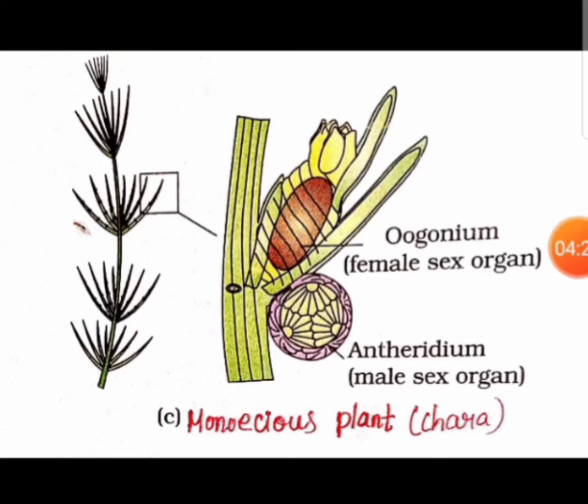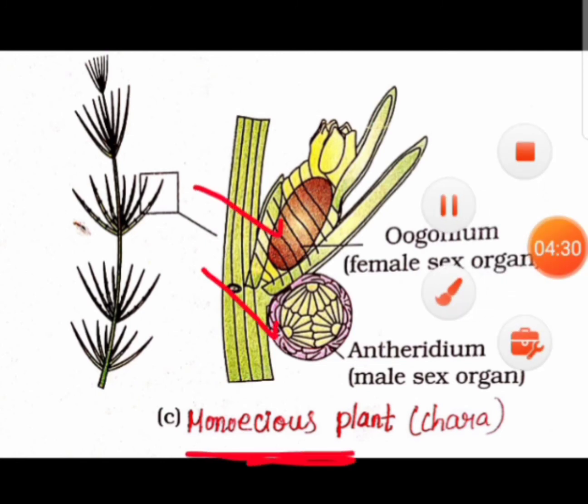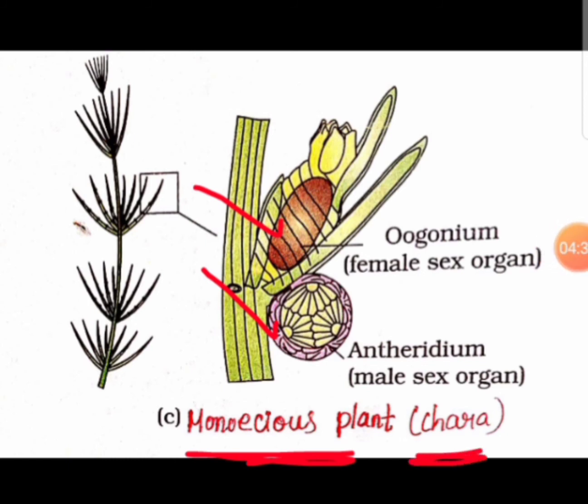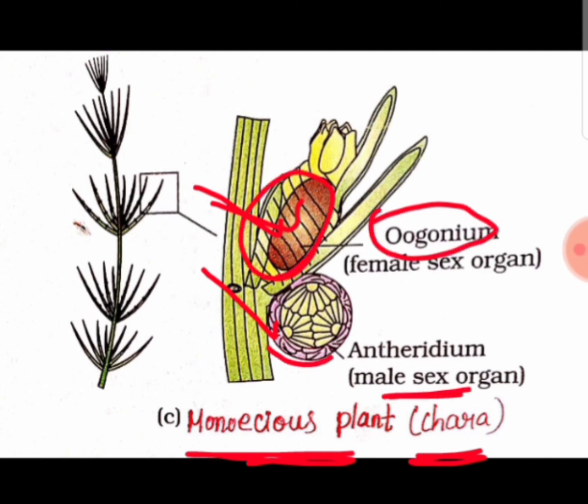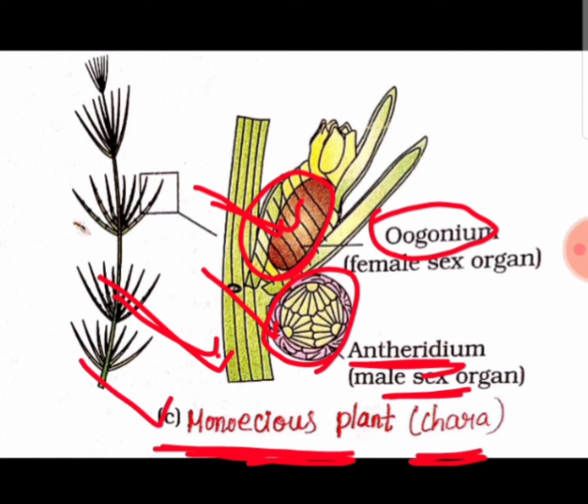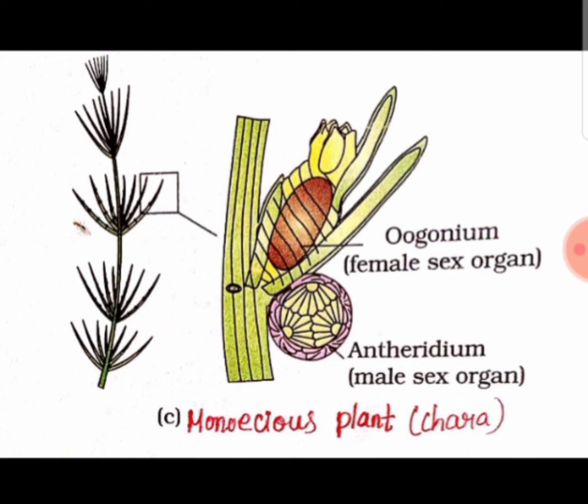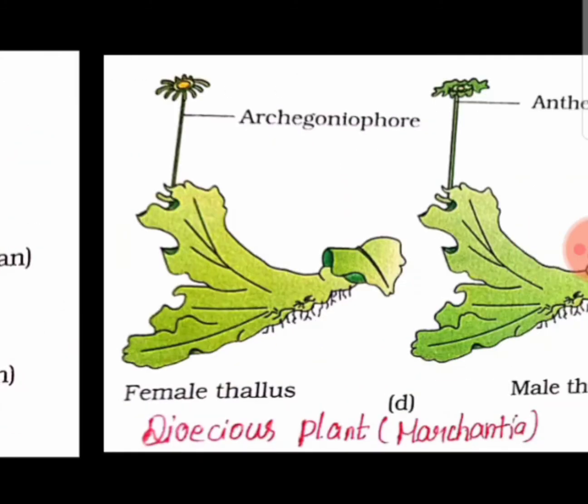In case of plants, monoecious, nothing but bisexual or homothallic, because in chara you can find female sex organ oogonium and male sex organ antheridium. So both are present in the same plant. That's why chara is one monoecious plant, or you can say bisexual plant or homothallic. Remember the position of oogonium and antheridium.